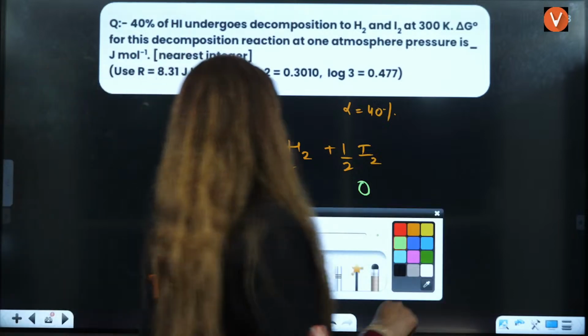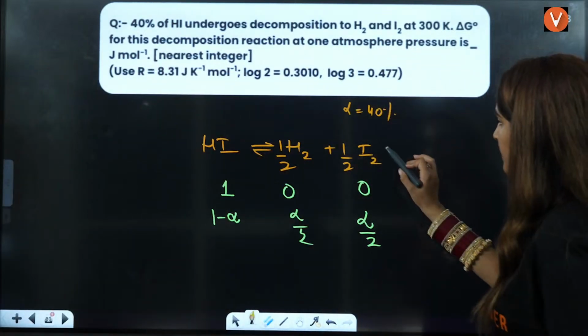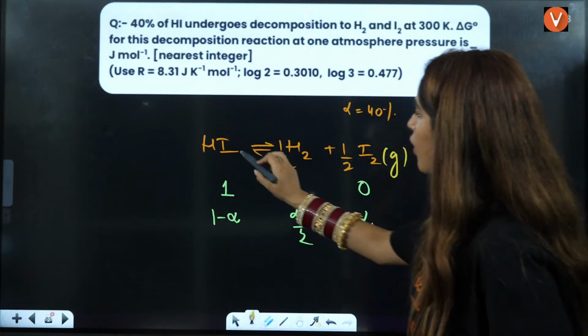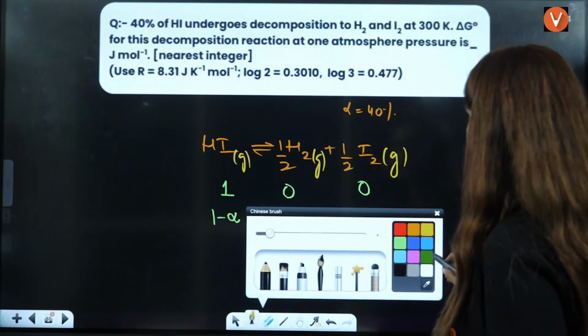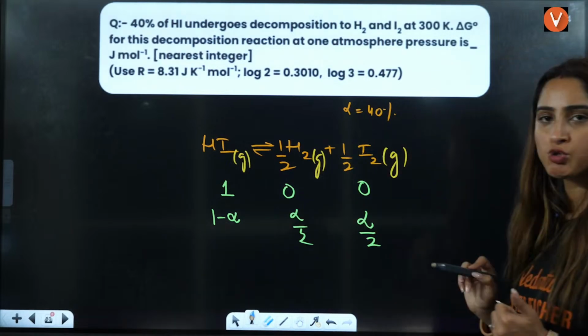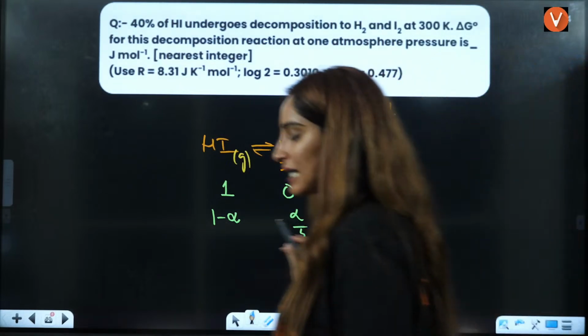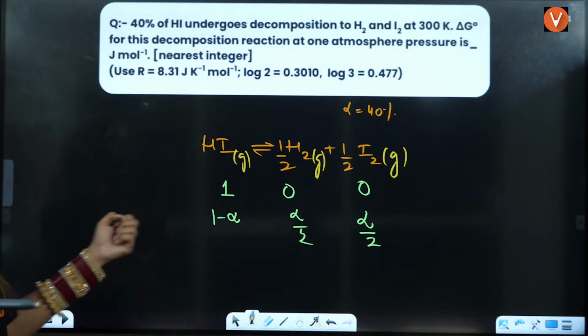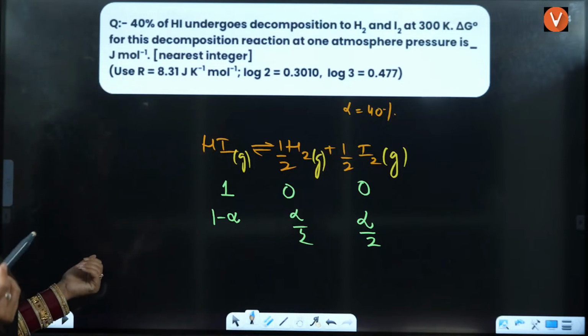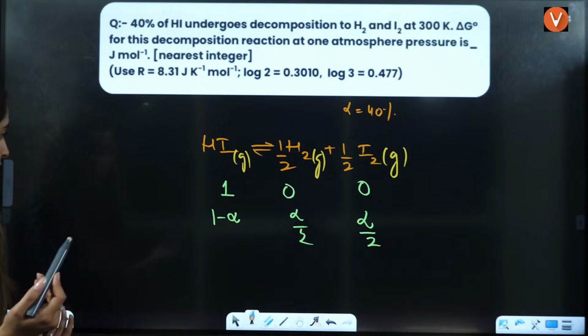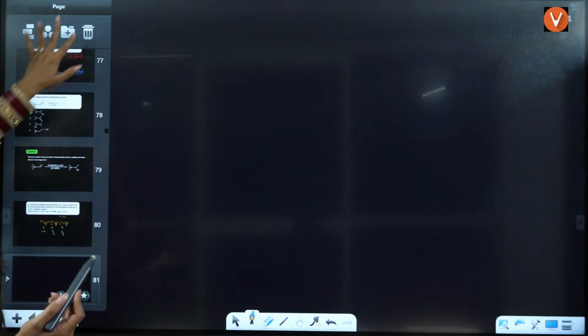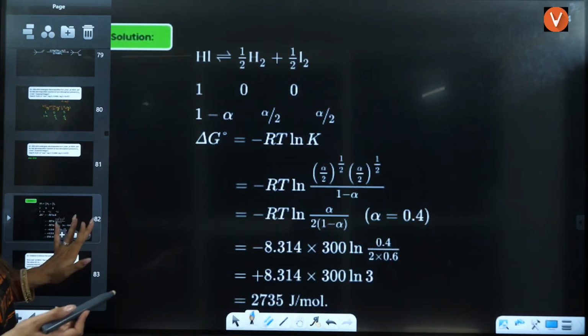Now, if you see here, this is also gas, this is also gas, so Kp is equal to Kc in this case. So you can just directly write down, these are the number of moles, and solve for the value of Kc, that is concentration of products raised to their powers divided by concentration of reactants raised to their powers.